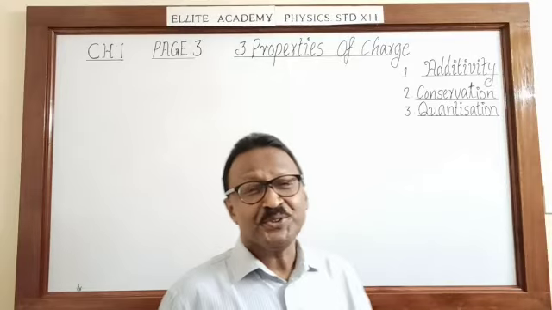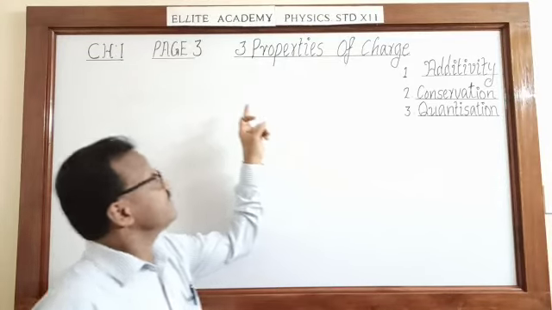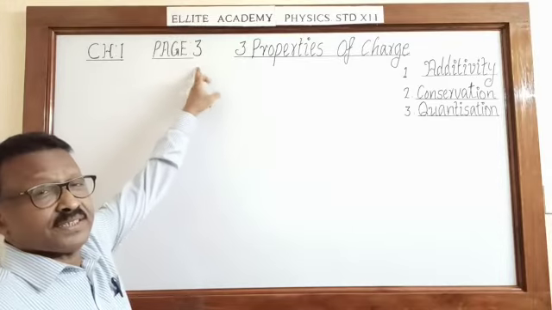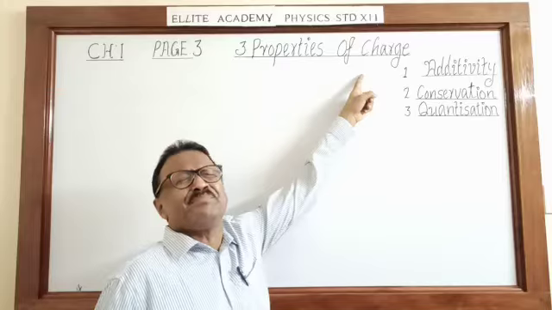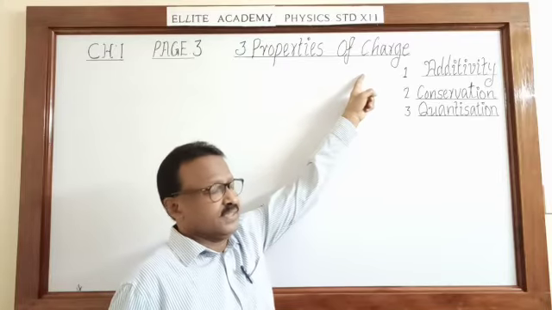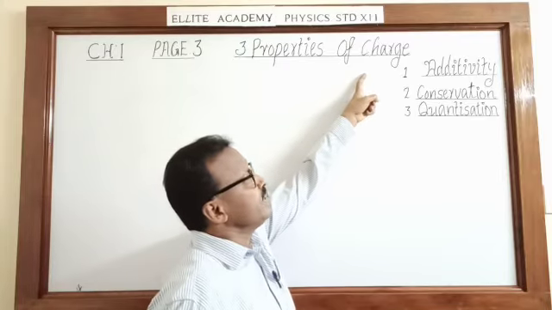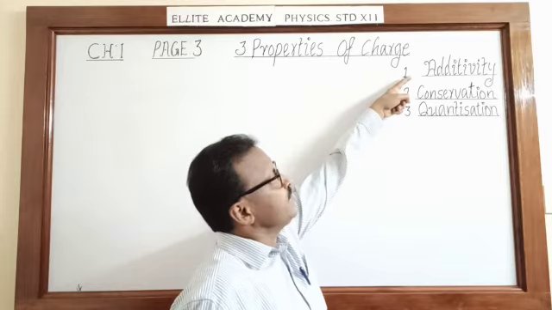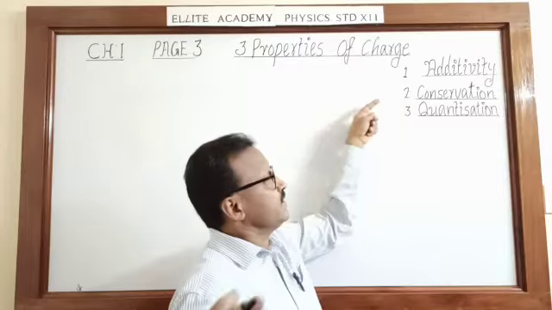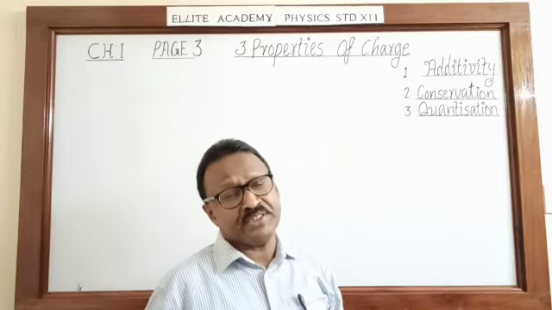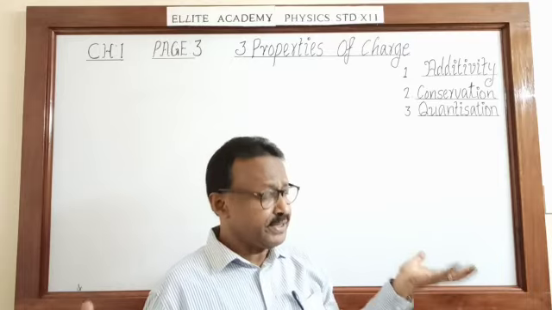Let us continue. We start with page number 3. We are going to discuss 3 properties of electric charge. Simple things. Today's 6 minutes, 7 minutes. Very simple one. The 3 properties are, we mentioned, additivity of electric charge, conservation of electric charge, and quantization of electric charge. What do you mean by that?